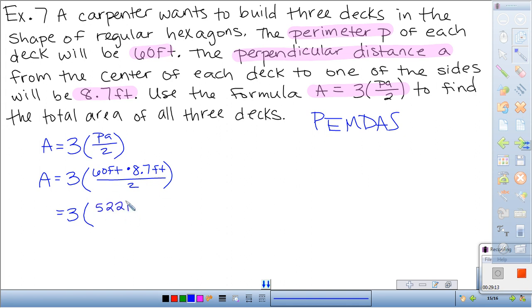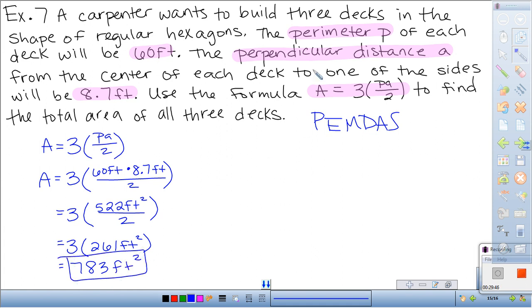Feet times feet is feet squared, and then that's divided by 2. So our next step will be to do our division. So I have 3 times the quantity. What is 522 divided by 2? 261 feet squared. And remember, this is a great time to have a calculator handy. So finally, we do 3 times the quantity, 261 feet squared, which gives us 783 feet squared. And there's your answer.